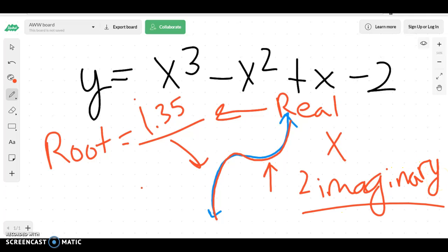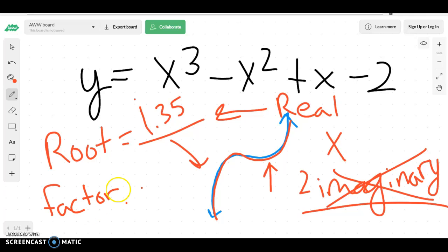But we don't need to find our imaginary roots right now. We know that we have one real root. They may also ask for a factor. Well, the factor of this thing would just be x minus 1.35. And that would be our answer.